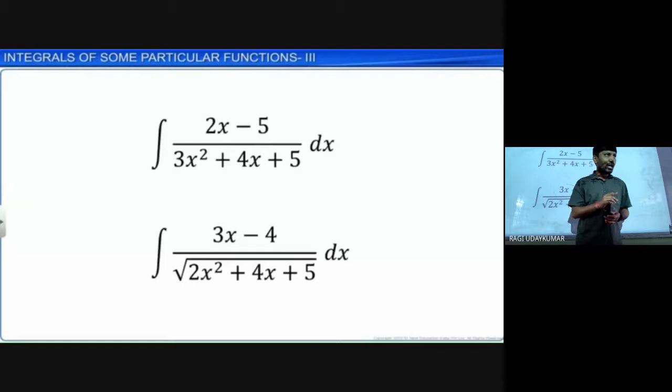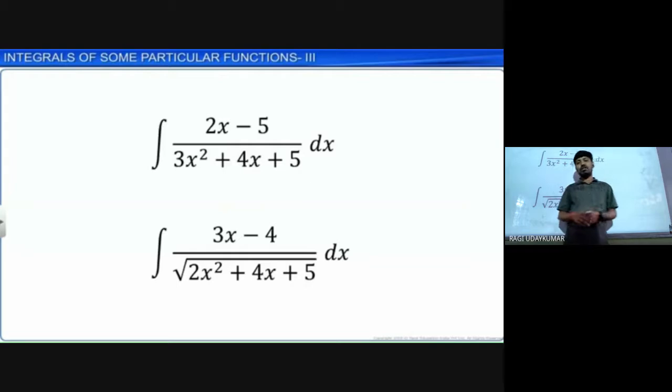Integration of 1 by under root of a square minus x square is equal to sin inverse x by a. Integration of 1 by under root of a square plus x square is equal to logarithm of modulus x plus under root of a square plus x square plus c. Okay, now x square minus a square.